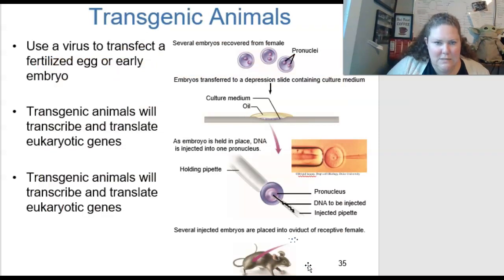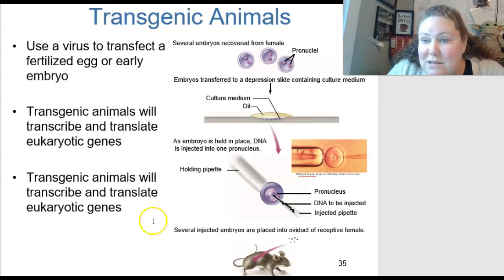Looking at transgenic animals then, this is figure 10.14. This is when we use a virus to transfect a fertilized egg or an early embryo, and then these transgenic animals will transcribe and translate the eukaryotic genes.